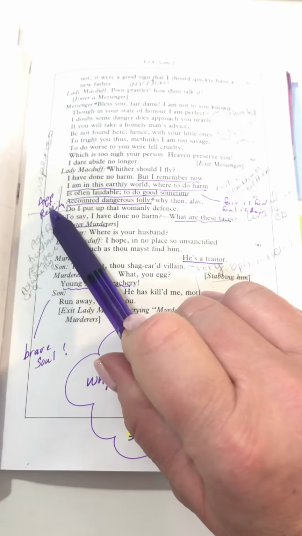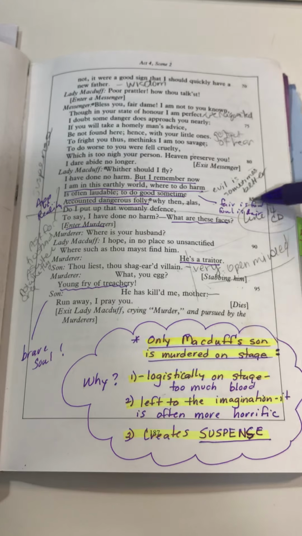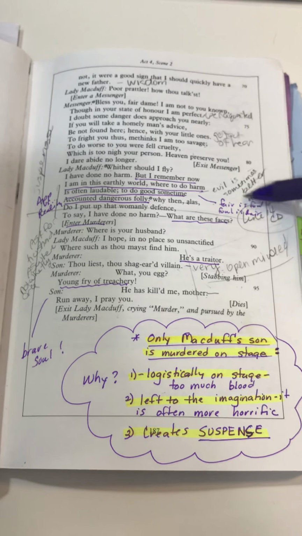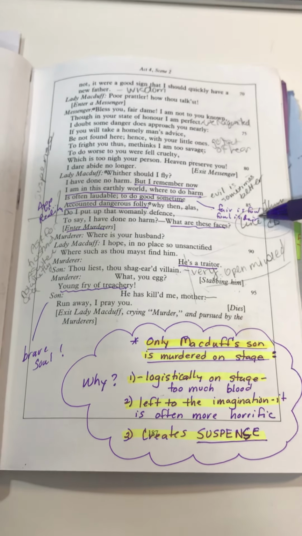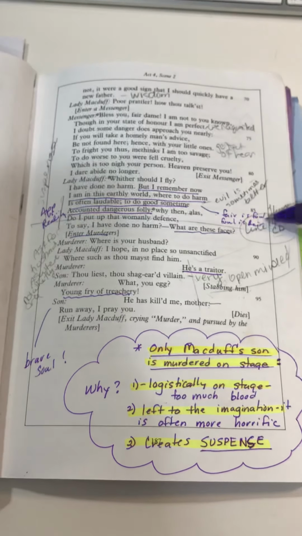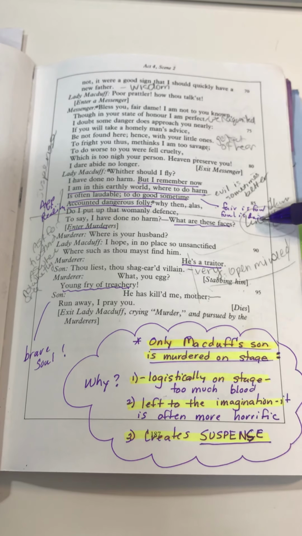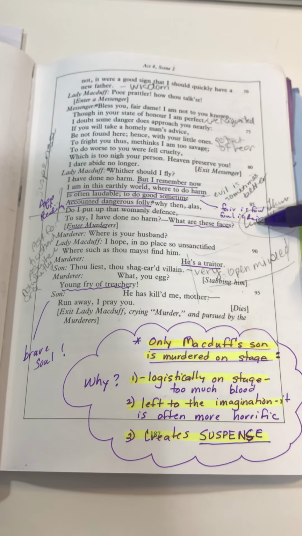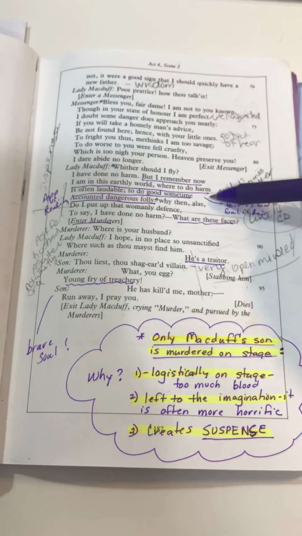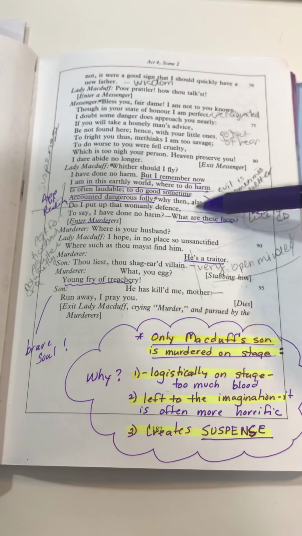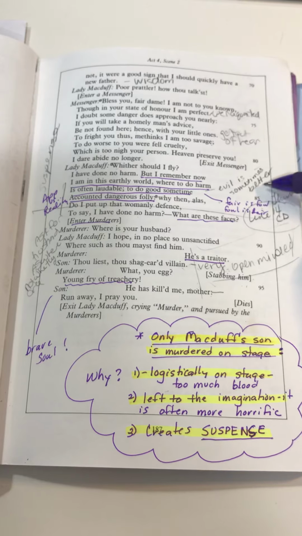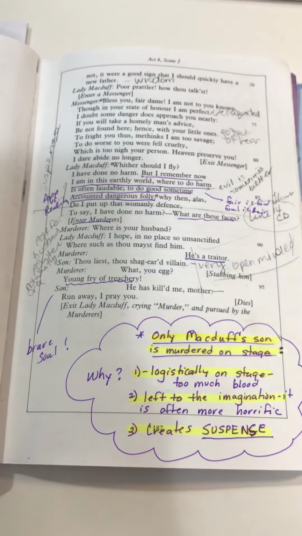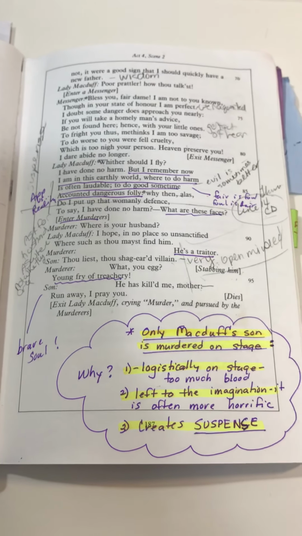So again, referring to this appearance versus reality. And again, it certainly hints at this idea that fair is foul and foul is fair. So she says, I guess you know what? The fact that I haven't done anything wrong is not going to protect me. Evil is sometimes stronger. Yeah. And the murderers show up right away.